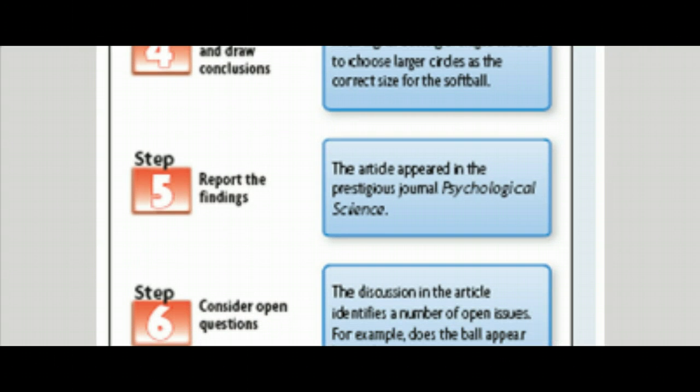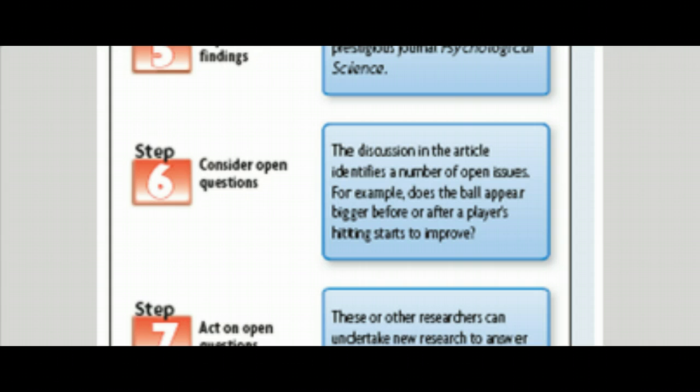Then we could report the findings, maybe in a journal. That's what we talk about with publication. And the journals for psychology are called peer-reviewed journals. So a group of your peers would look at your research and tell you if it was basically good enough to publish or not. And then in the end, you might have more questions. You could discuss in the article the weaknesses of your study, or you could talk about future directions that you could go in the study.